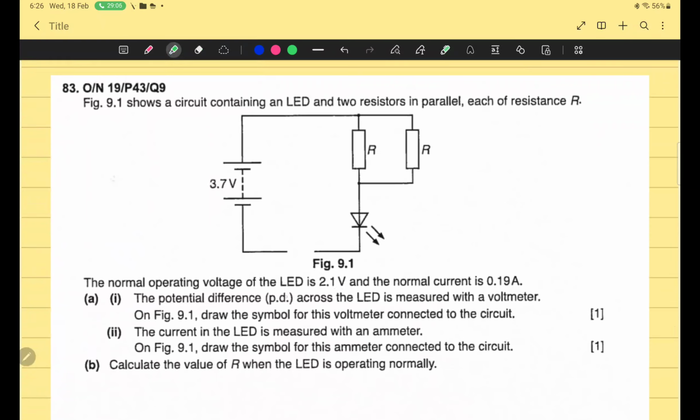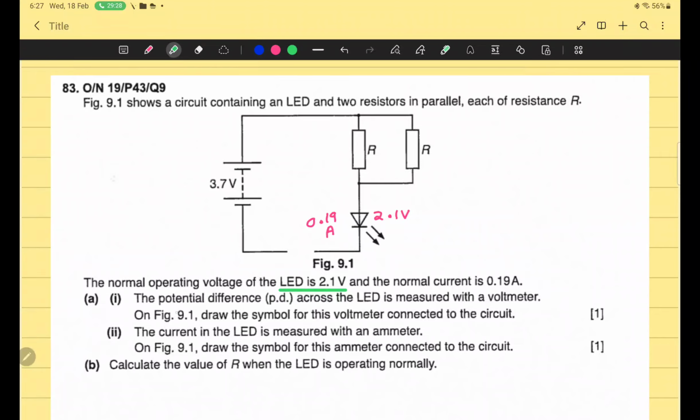Okay, but now read the question. The normal voltage of LED is 2.1 volt. I am writing, its normal voltage is 2.1 volt. And the normal current is 0.19 ampere. Okay, we are given each and everything. Current 0.19, voltage 2.1 volt.